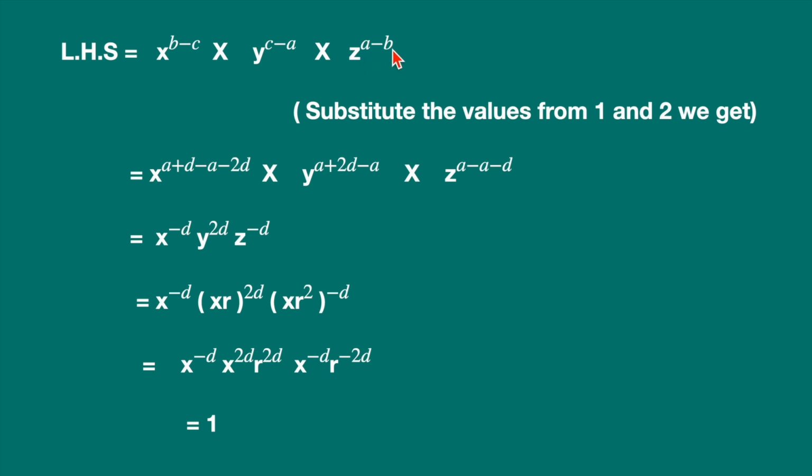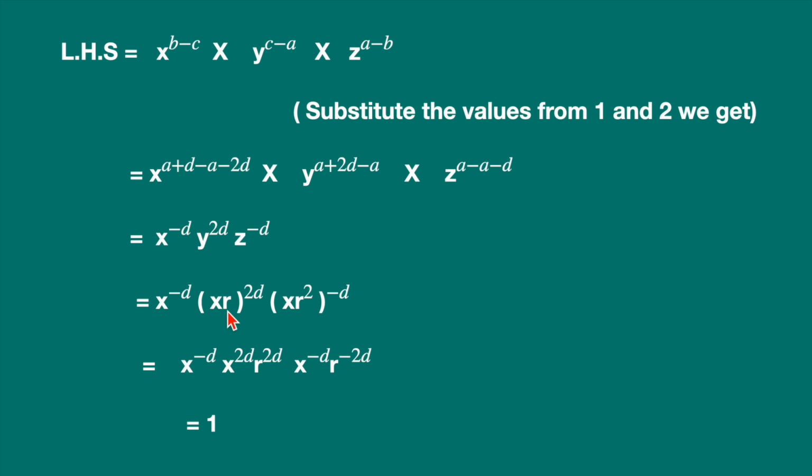A, leave it as it is. B is A plus D. We will put it in a bracket. When you open it, it will become minus A minus D. A will cancel, you get minus D. Okay. Now the next step, substitute Y is equal to XR, Z is equal to XR square.